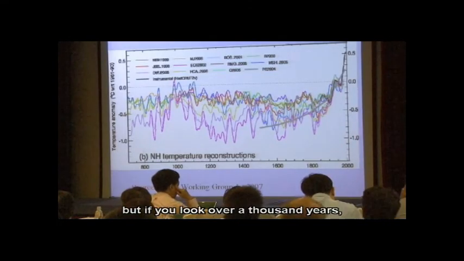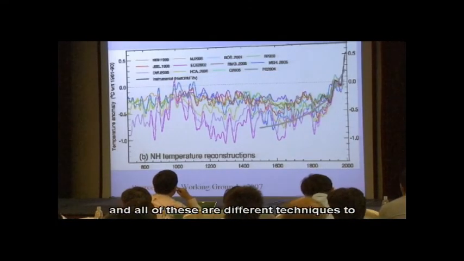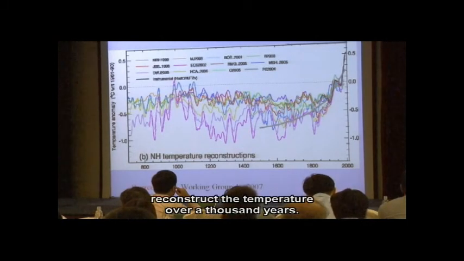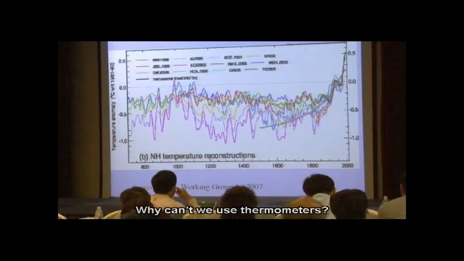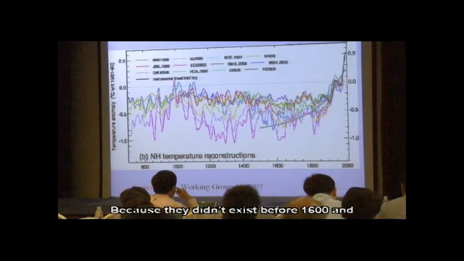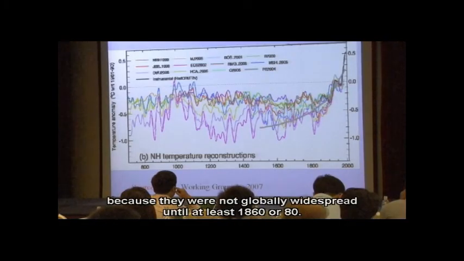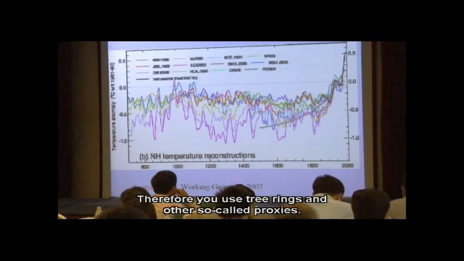But if you look over 1,000 years, all of these are different techniques to reconstruct the temperature over 1,000 years. Why can't we use thermometers? Because they didn't exist before 1600. And because they were not globally widespread until at least 1863. Therefore, you use tree rings and other so-called proxies.